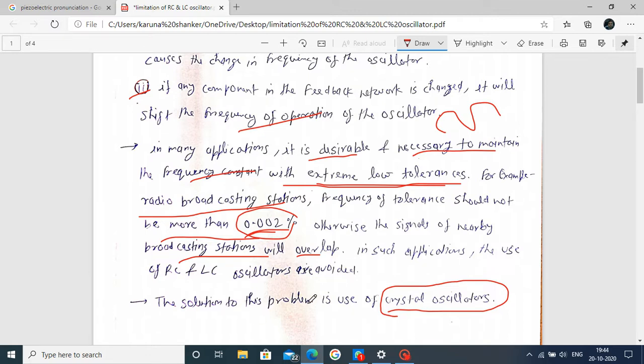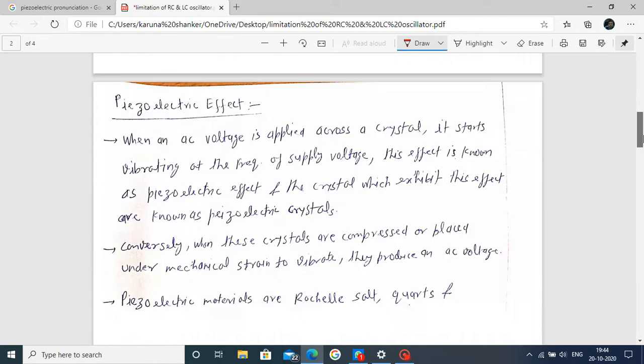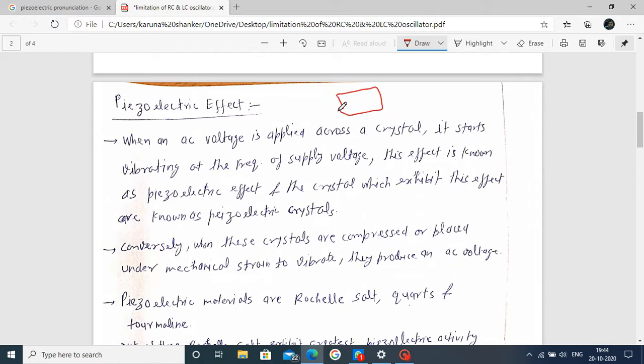Next we move to an important topic, the crystal oscillator. First we focus on the piezoelectric effect. What is the piezoelectric effect? It is given here. We consider a crystal and apply an AC voltage of a particular frequency to it. The material vibrates according to the AC voltage which is applied.